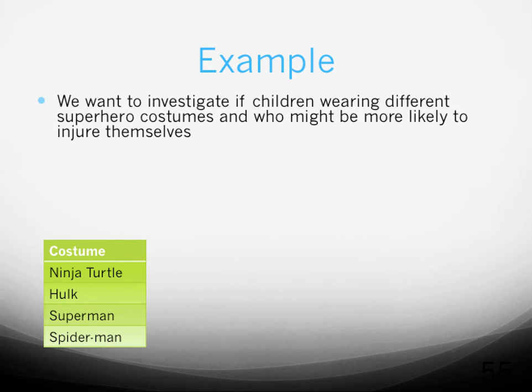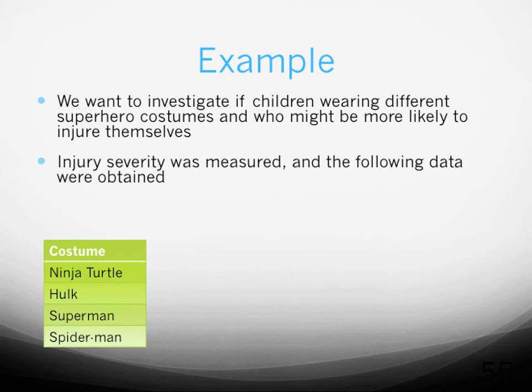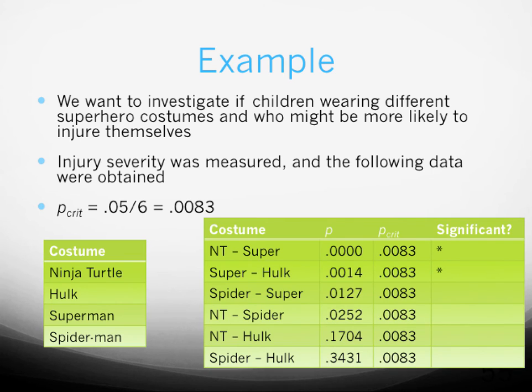So let's look at an example. If you wanted to see if children who wear different superhero costumes get more injured, or which ones do, then we would have to do comparisons between costume choices for Ninja Turtles, Hulk, Superman, and Spider-Man. We'd have to do all of those comparisons. So we measure how severe the injury is across the groups, and we get the following data.